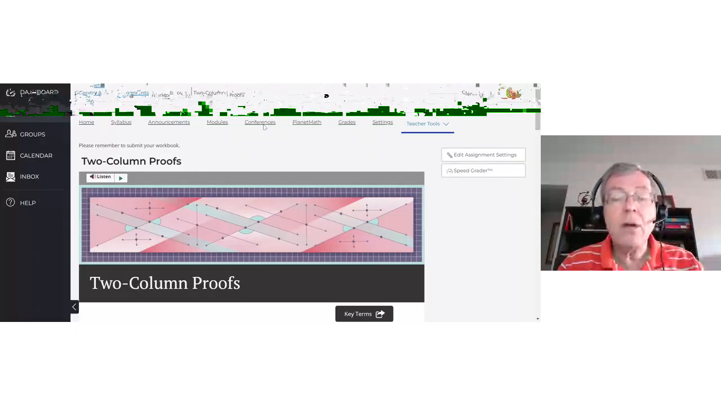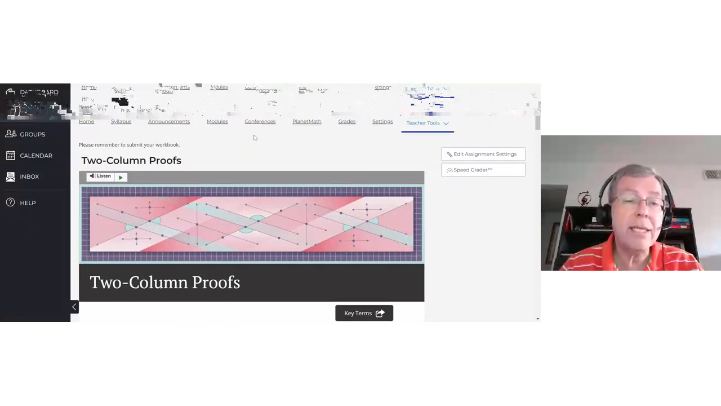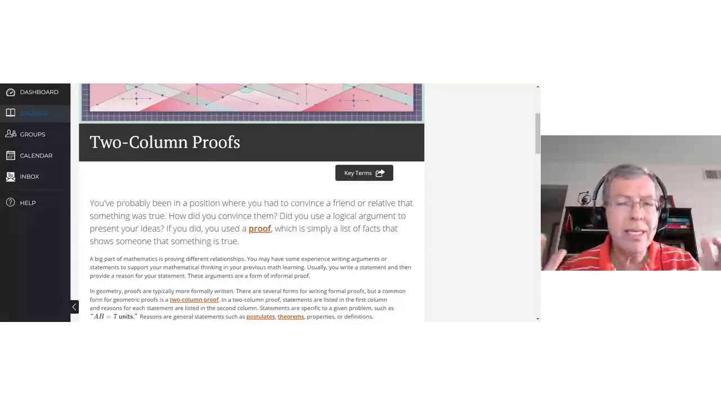Here we have 5.1, 2-column proofs. So I want to show you what I've been talking about here in the lesson itself. And you've got these words kind of sizzling, bubbling around in your mind. I'm not sure really how this looks in the course.